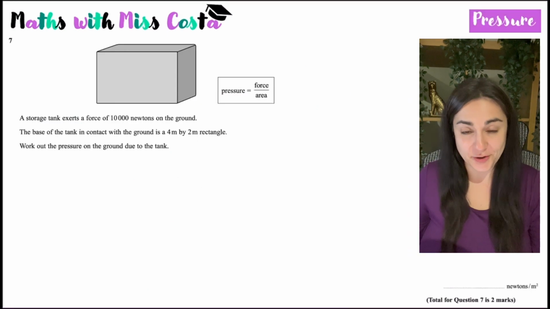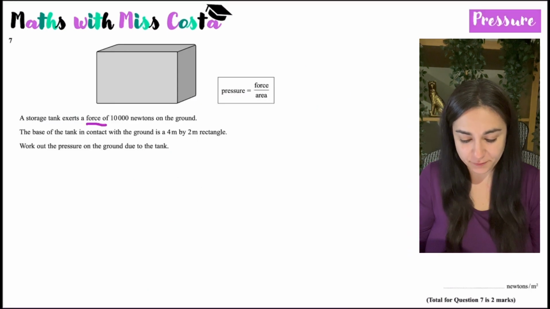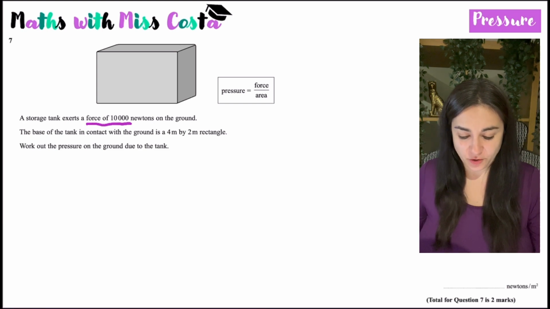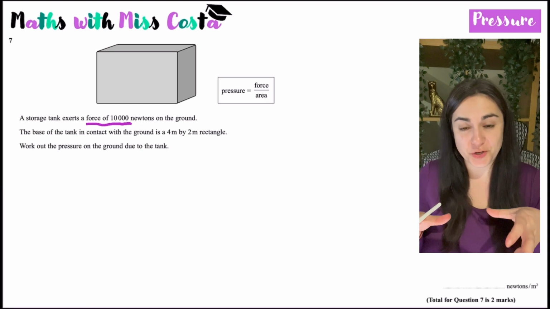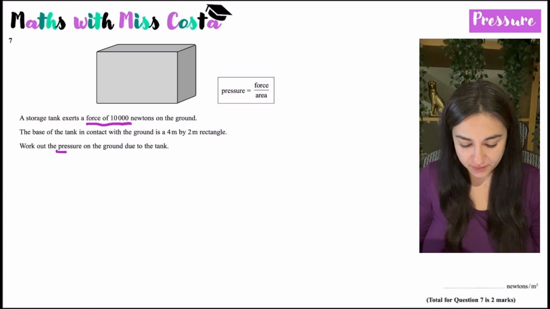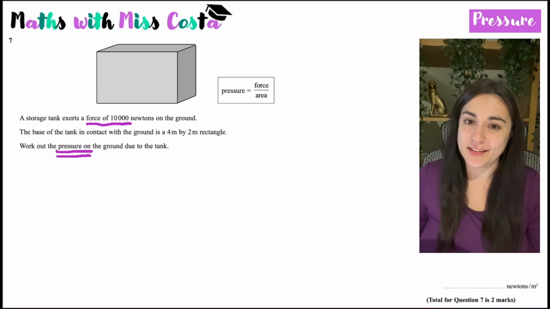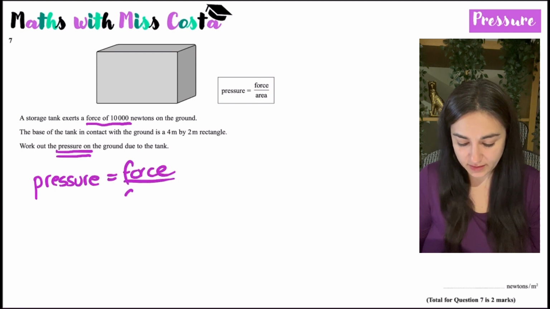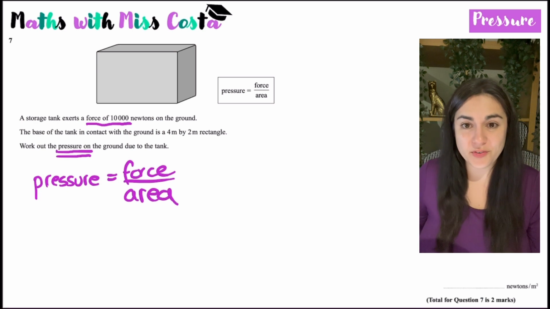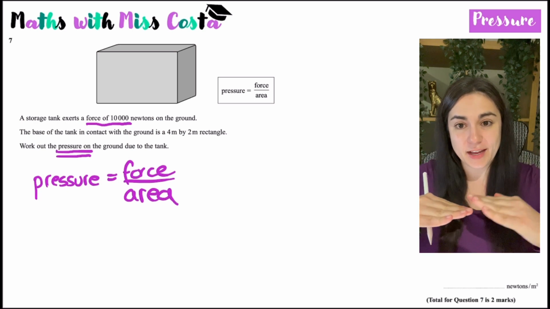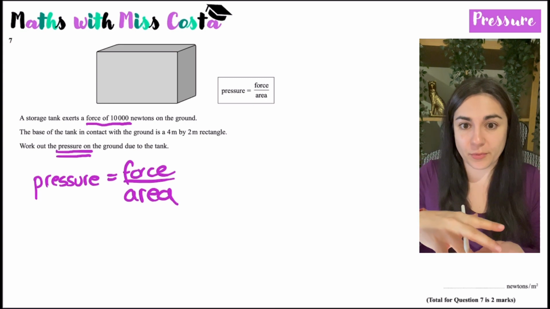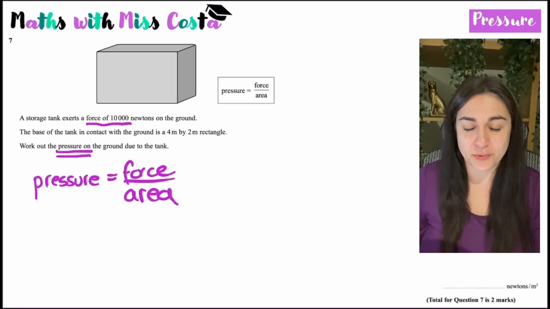Okay, so in this question, I am told that a storage tank exerts a force of 10,000 newtons on the ground. At the base of the tank in contact with the ground is a 4 by 2 rectangle, and I need to work out the pressure on the ground due to the tank. Now they've kindly given me the formula, so I know that pressure equals force over area. So what would I need to work out? Well, in order to work out the pressure, you need to work out the area of the part of the solid or whatever it is that is in contact with the table or the floor or whatever it is that you're trying to work the pressure out of.